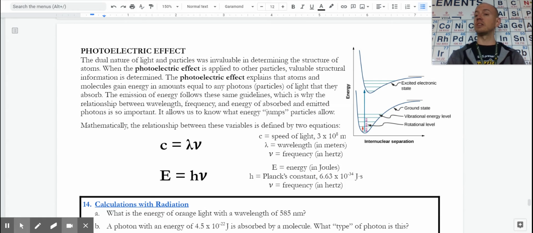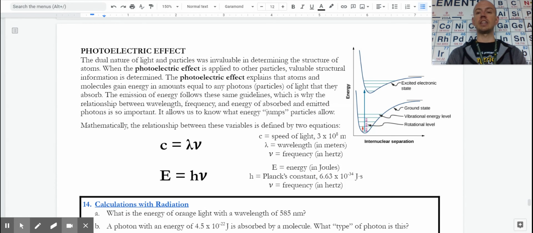We could also take electrons that are in a certain energy level and jump them to a higher energy level, from level 2 to 3, even when they're involved in bonding. So all of these different things have wavelengths and frequencies associated with those energy changes.